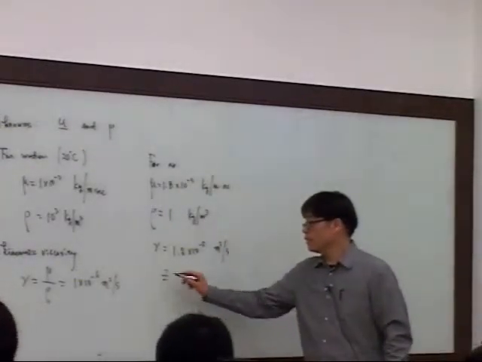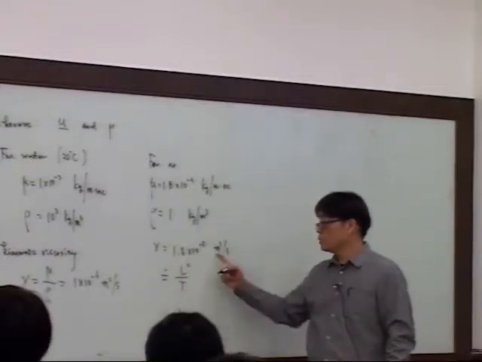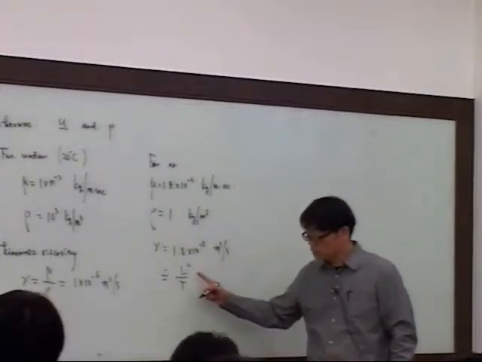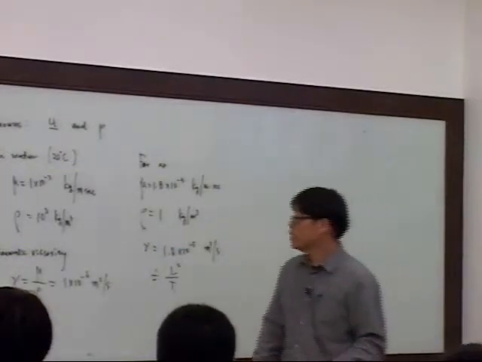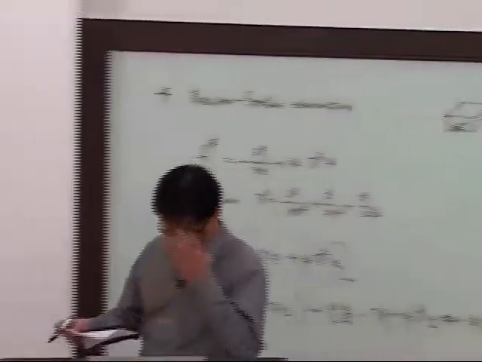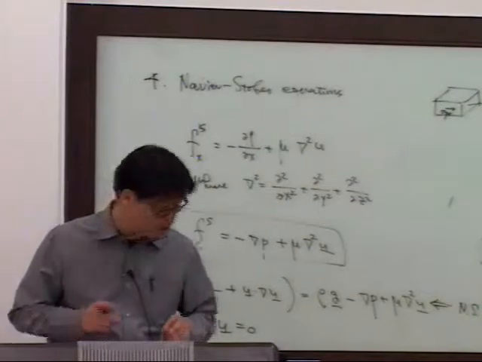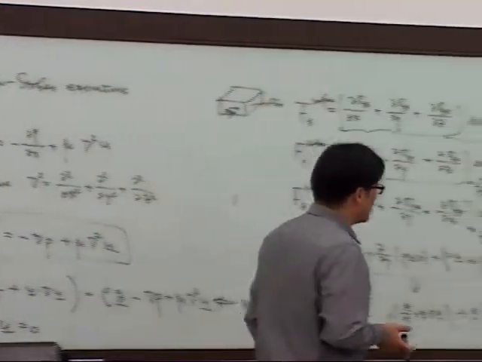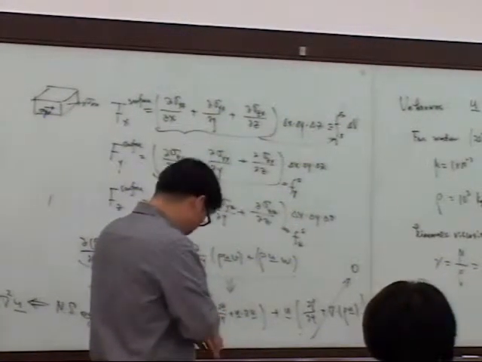So the dimension of kinematic viscosity is L squared divided by T, because it's meters squared divided by second. So that has to be the dimension. Kinematic viscosity is pretty small, but it's not exactly 0. So that's why we have to include viscosity in some discussion, and sometimes we can neglect viscosity. We'll talk about that a little later in detail.